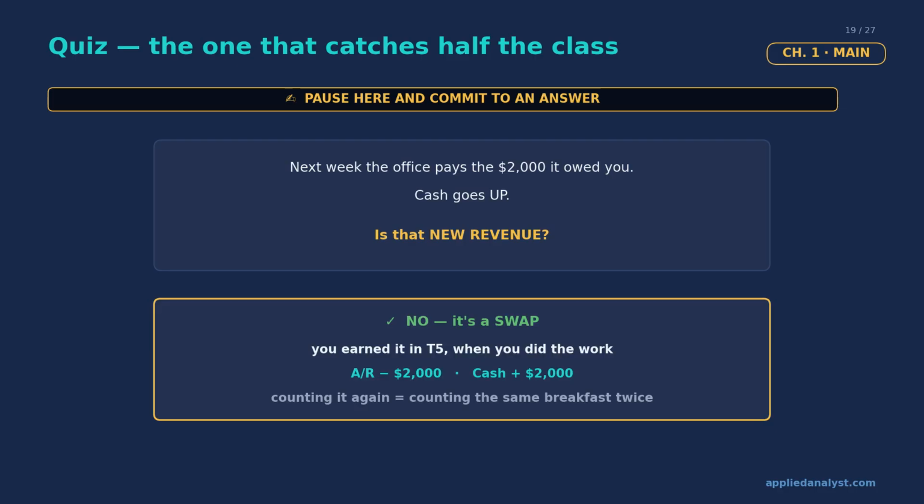This is simply a swap. The paper promise turns into cash as receivables fall. Counting it again would be counting the same breakfast twice.